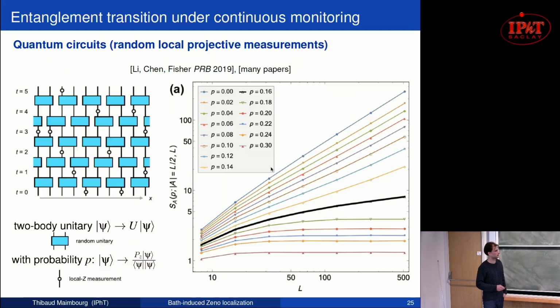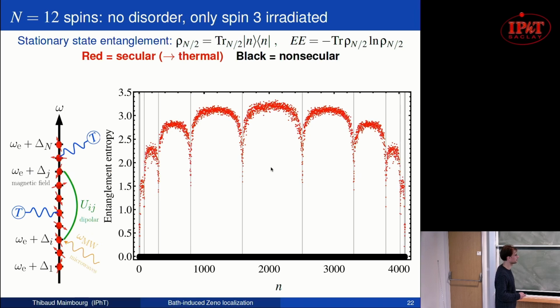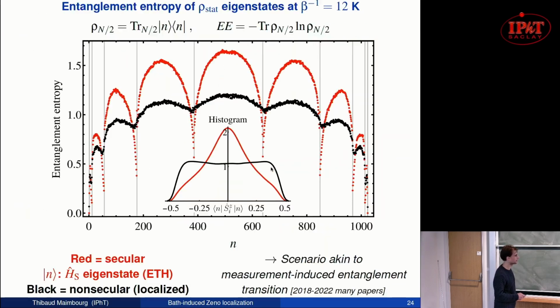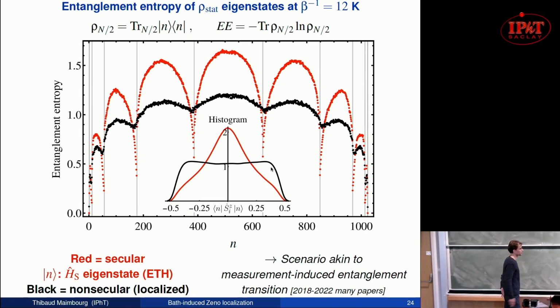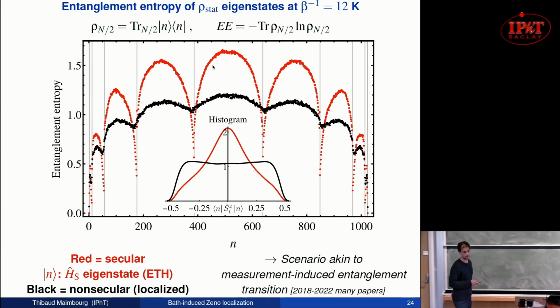Thibaud, can you show again the plot with the entropy as a function of the level? Maybe this one. Some really very naive question: can you explain why you have these arcs? What's the reason? Does it have to do with spin sectors?